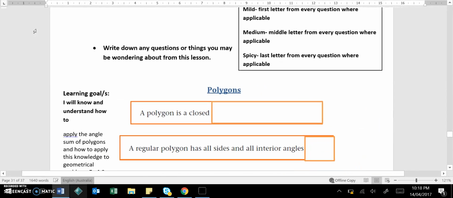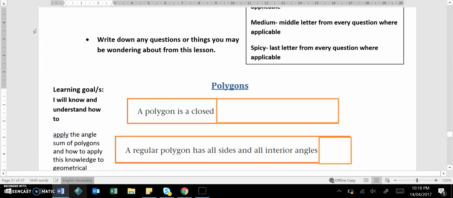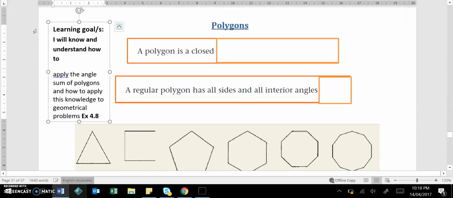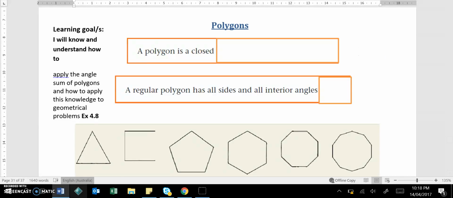The next section of work we're looking at is polygons. Now, polygons is a pretty cool section. We've learnt a lot about this before, in years 9 onwards. And the goals of the lesson from this section is to make sure you know how to apply the angle sum of polygons and how to apply this knowledge to problems.